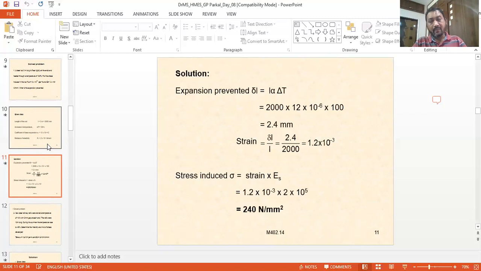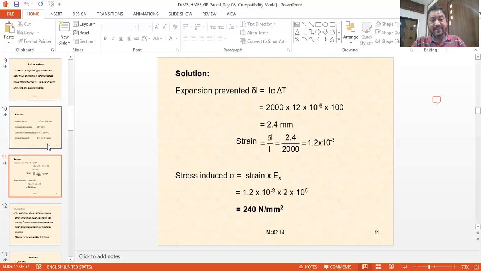If the bar would have been allowed freely, then it would produce an elongation delta L equal to L into alpha into delta T. So that is equal to 2000 into 12 into 10 power minus 6 into 100. So it comes to be 2.4 millimeters.